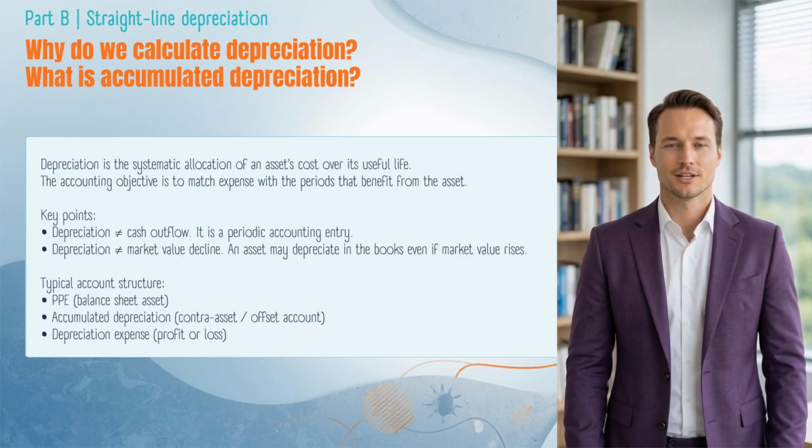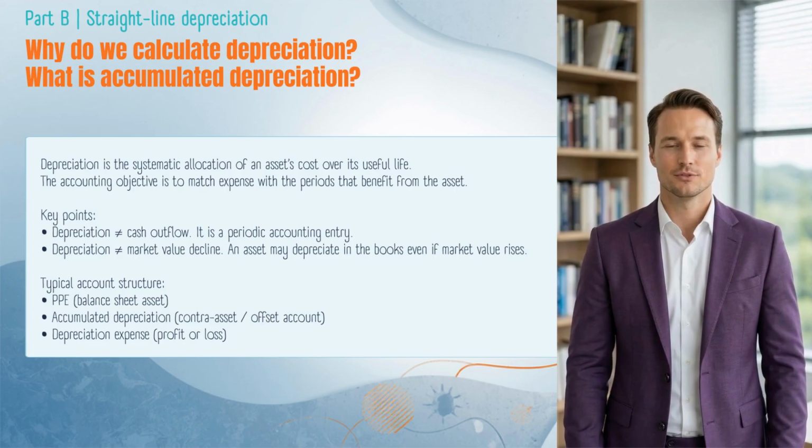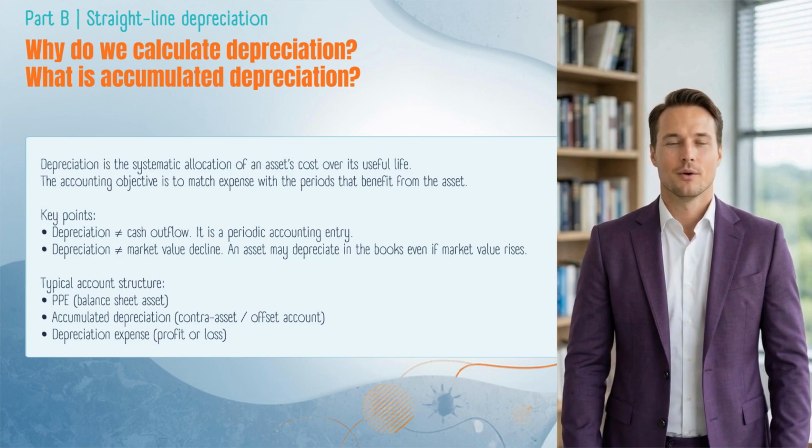In the accounting records, we usually see three related accounts: the PPE asset account, accumulated depreciation as a contra asset account, and depreciation expense in profit or loss. A practical tip is to remember that accumulated depreciation grows over time, while carrying amount goes down.